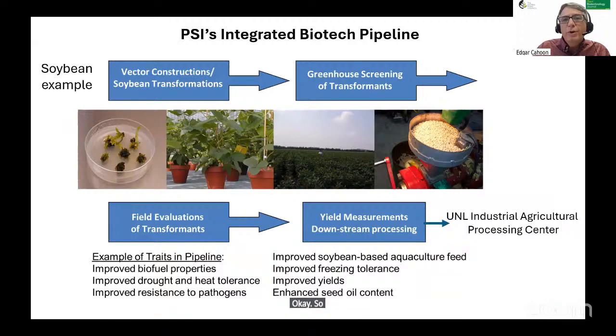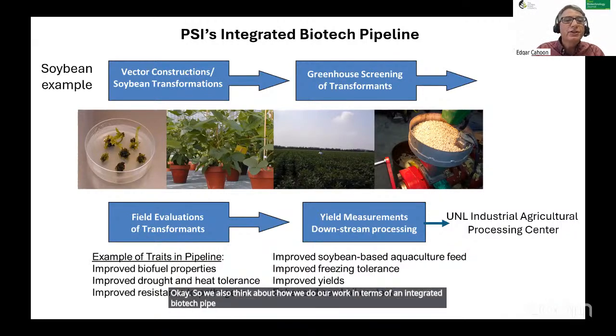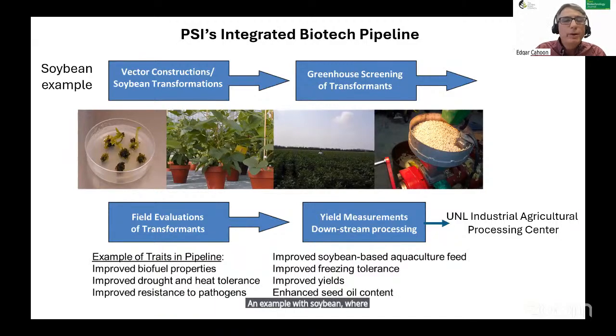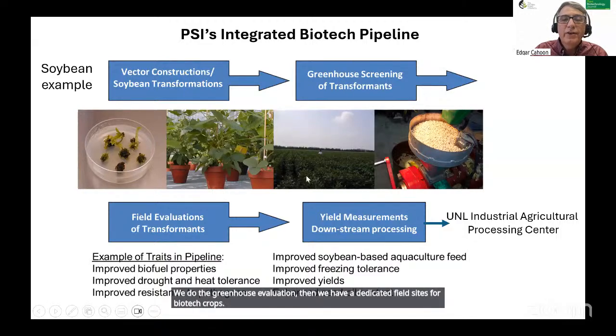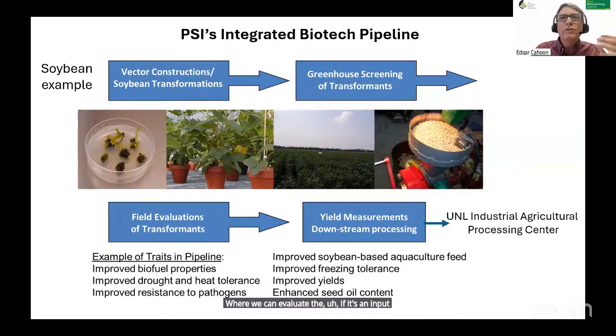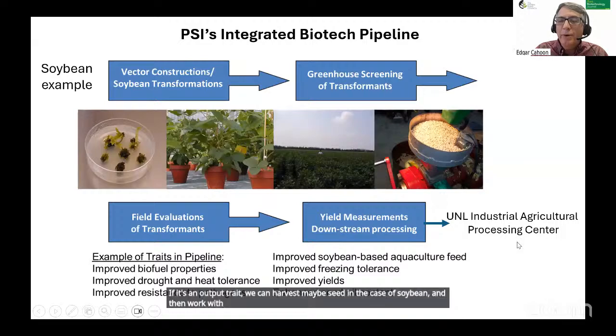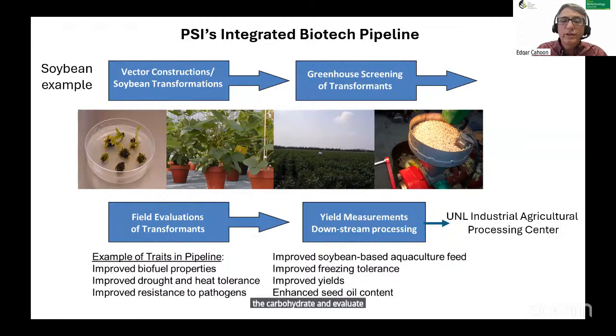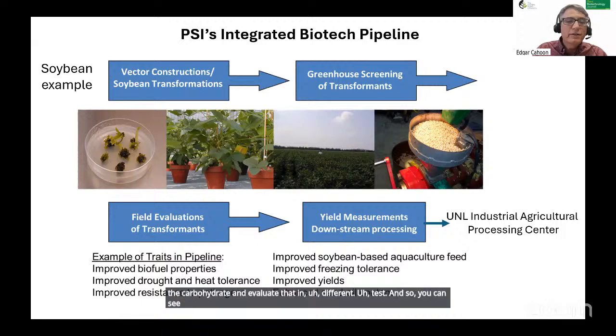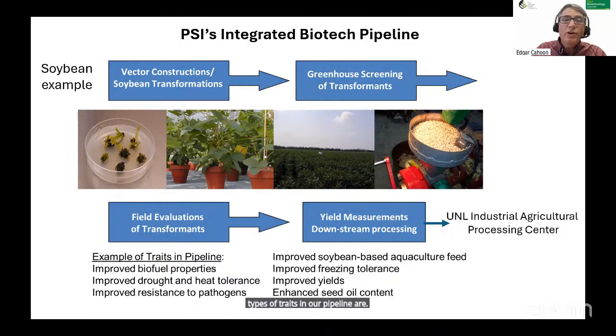Okay. So we also think about how we do our work in terms of an integrated biotech pipeline. And this is just showing an example with soybean, where we develop vector systems, and we have in-house capacity to do soybean transformation and transformation of other crops. We do the greenhouse evaluation. Then we have dedicated field sites for biotech crops where we can evaluate, if it's an input trait, how well the trait holds up, how well the crops perform in the field. If it's an output trait, we can harvest maybe seed in the case of soybean, and then work with our industrial ag product center to extract either the protein, the oil, the carbohydrate, and evaluate that in different tests. And so you can see that the types of traits in our pipeline are both input and output traits.